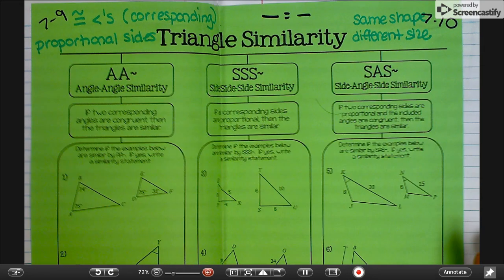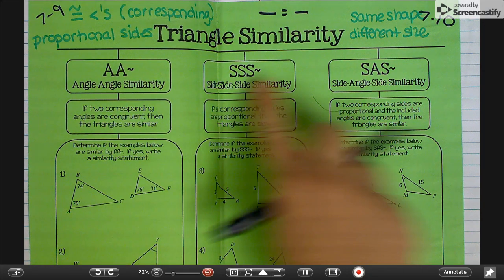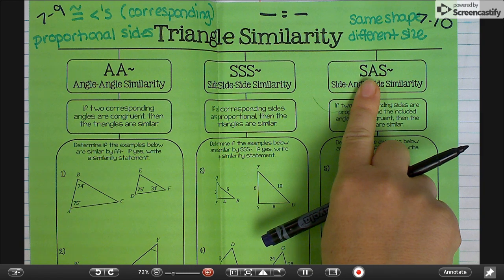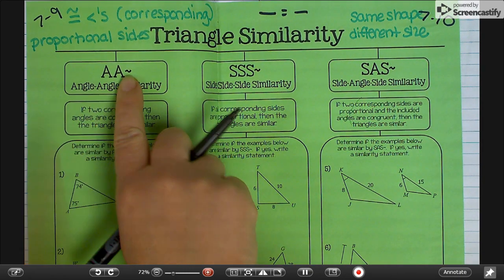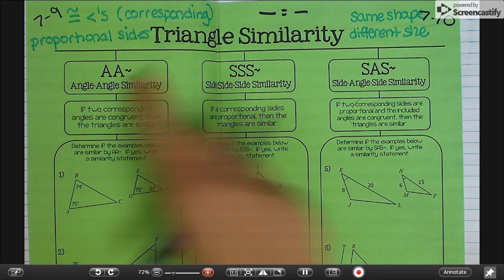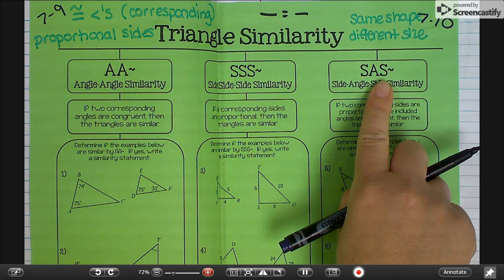So in congruent triangles and proving them congruent, we end up with 5 different ways we can prove them congruent. For similar triangles, we end up with 2 or 3. Angle, angle, and you do need the squiggle for similar. Side, side, side, similar, or side, angle, side, similar. All right, and so I'm going to show you how that works down here.